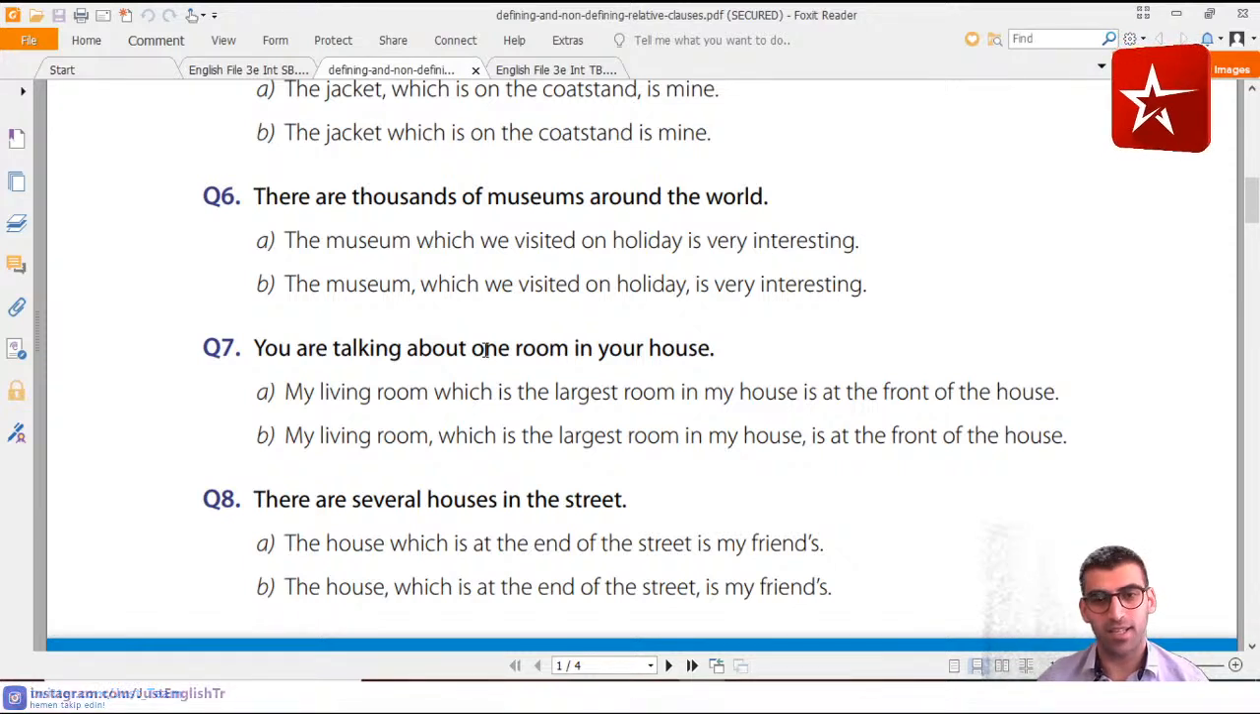Let's continue with question number 8. There are several houses in the street. Several means more than one, like 7, 8, 9, 10, or 5. The house which is at the end of the street is my friend's.